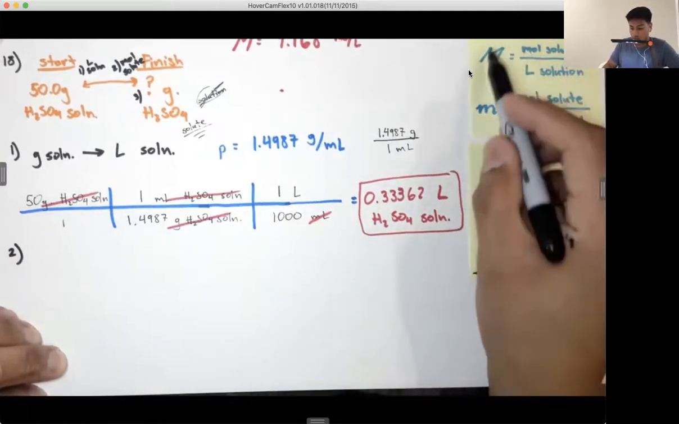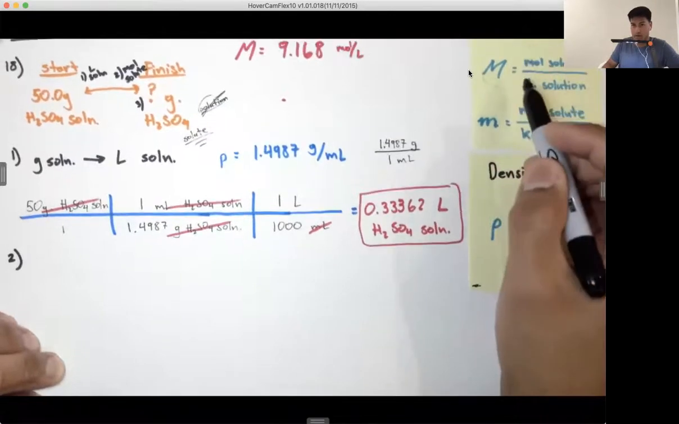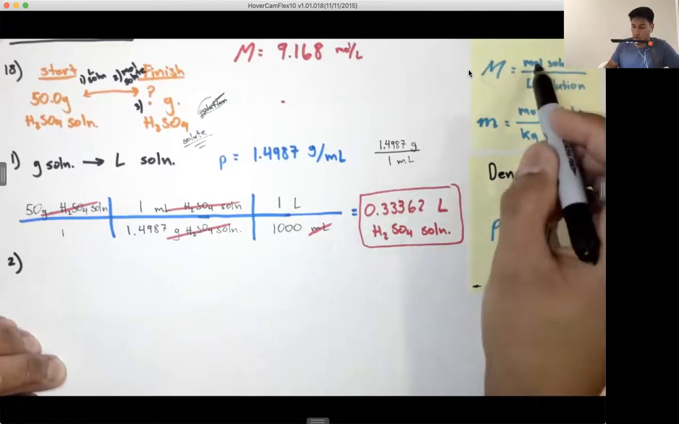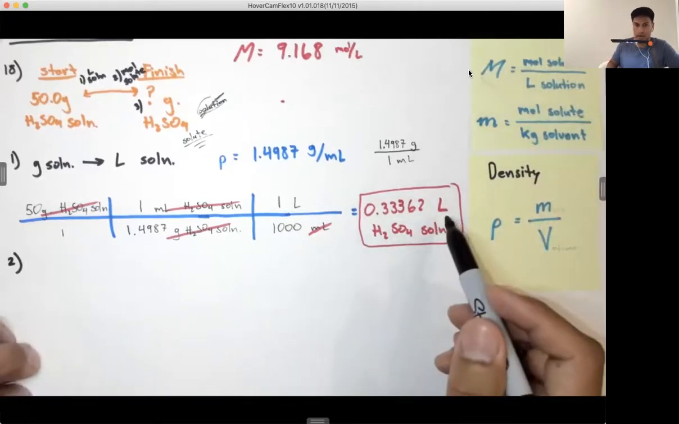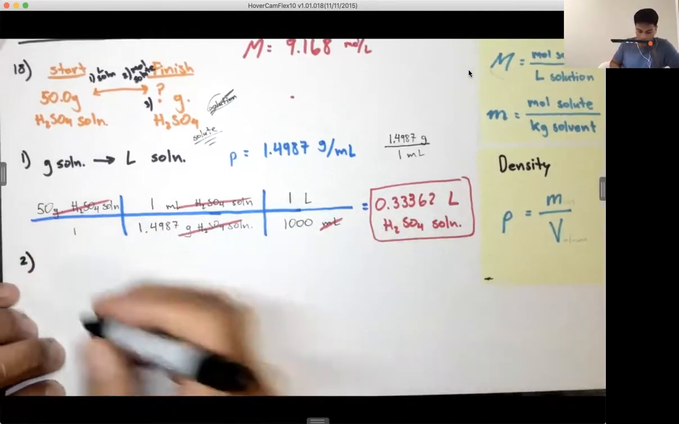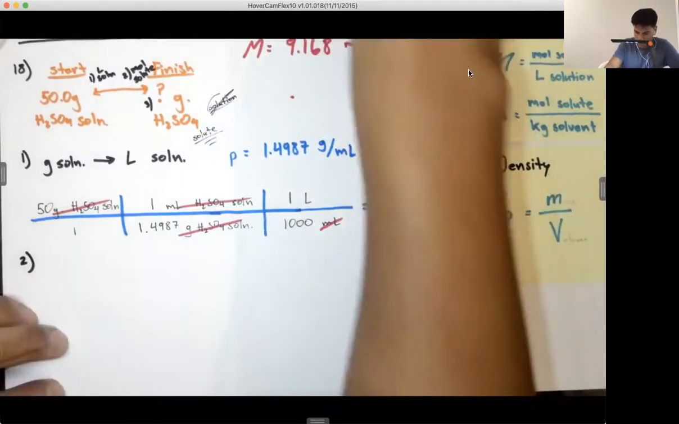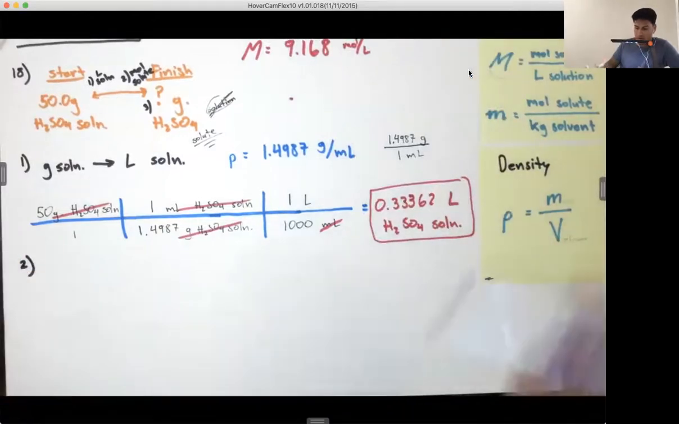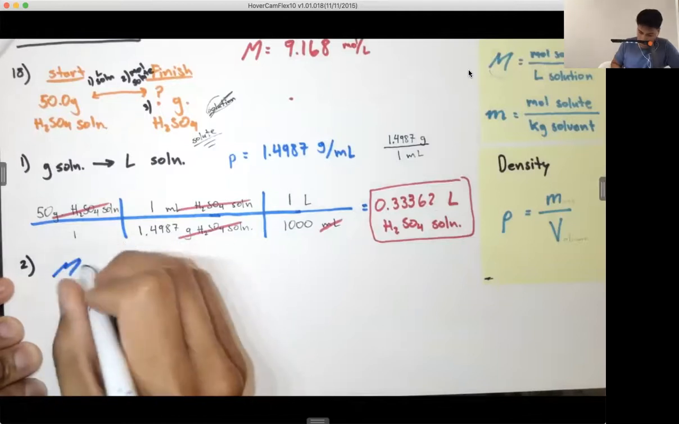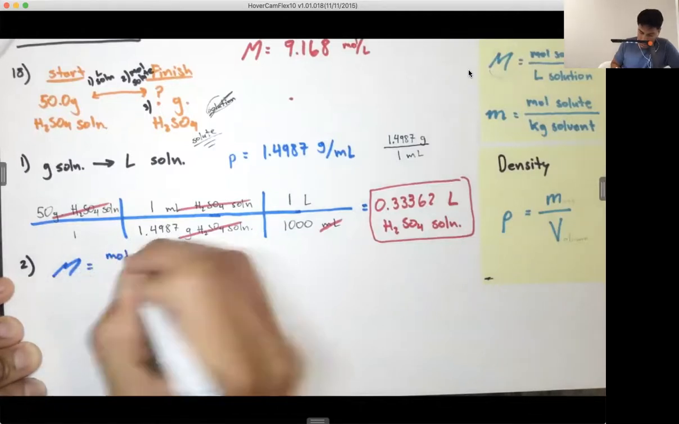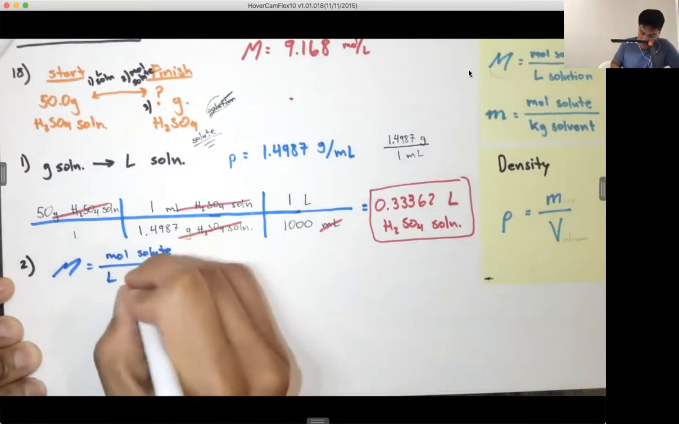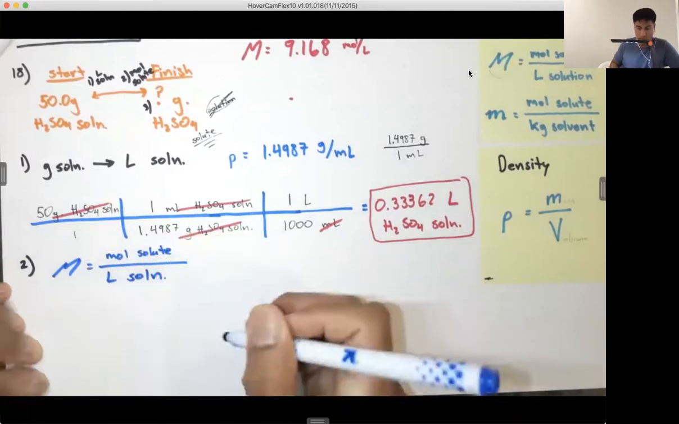We know that we have this many liters of the solution, right? Now let's use molarity to try to figure out what the moles of the solute are going to be. Now this one, we can put it in a bridge notation, but it's probably a little bit easier if we just go ahead and write out the equation. So we have moles of solute over liters of solution, okay?